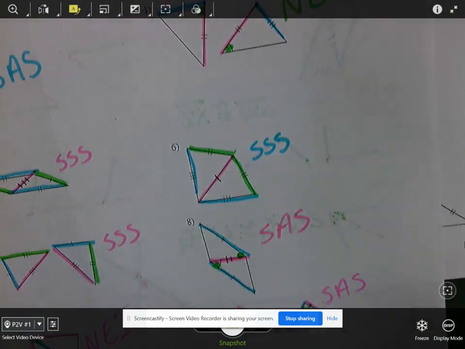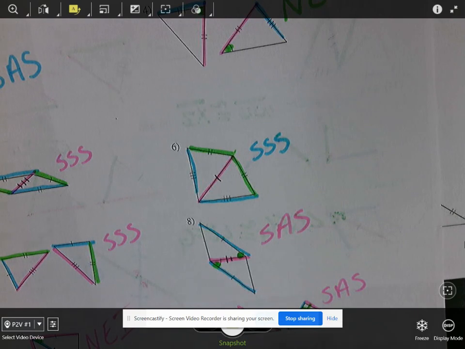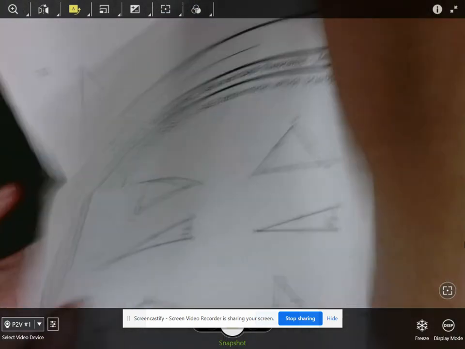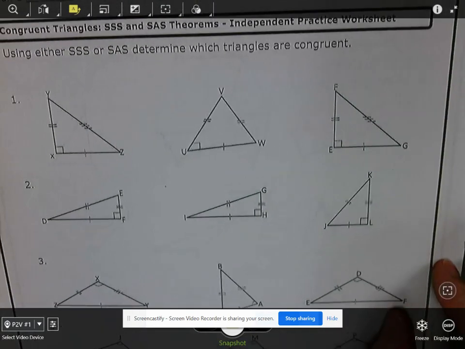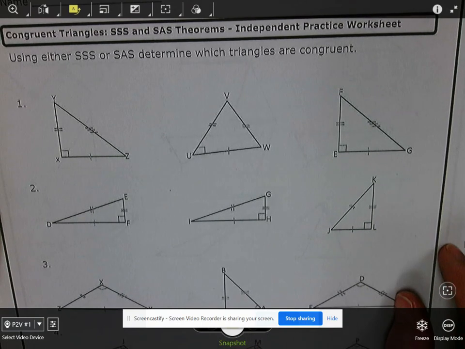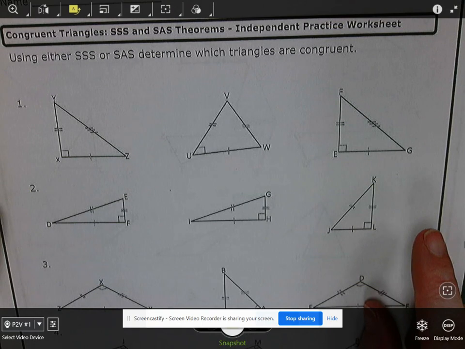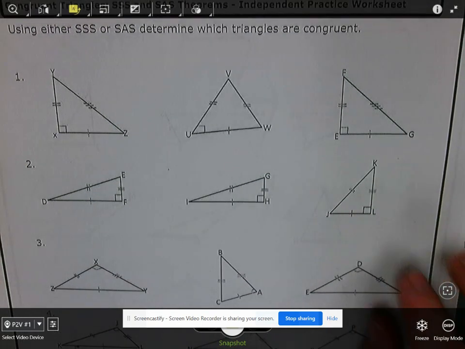All right. I'm going to show you what I want you to do on today's worksheet. This is an independent practice worksheet, which means it's on your own. And I'm having you do something different than what the worksheet says. So you need to listen closely so you do it correctly. It says, using either side, side, side, or side angle side, determine which triangles are congruent.